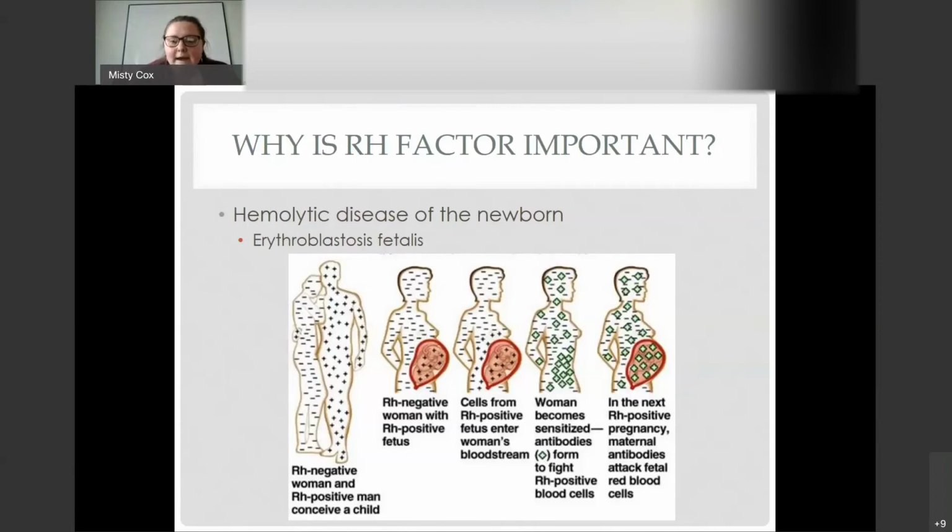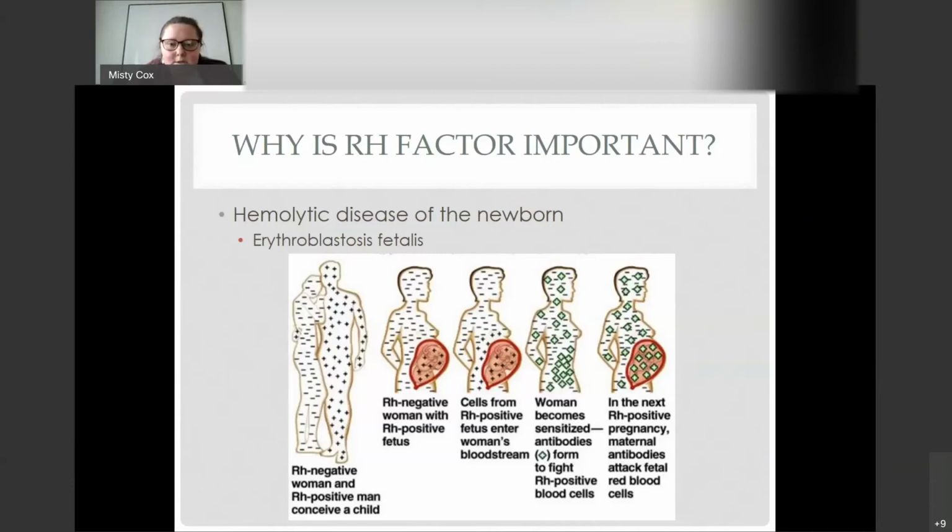But we have a way to basically prevent the woman becoming sensitized or the antibodies forming. We have a way to prevent that, because people don't know each other's blood type. You don't know that your partner is going to have a compatible blood type with yours. So there are shots for women who are Rh negative called RhoGAM, which you might have heard before. You get that, I think, two to three times during your pregnancy, and it prevents the antibodies from being formed. So it doesn't matter what the father's blood type is.